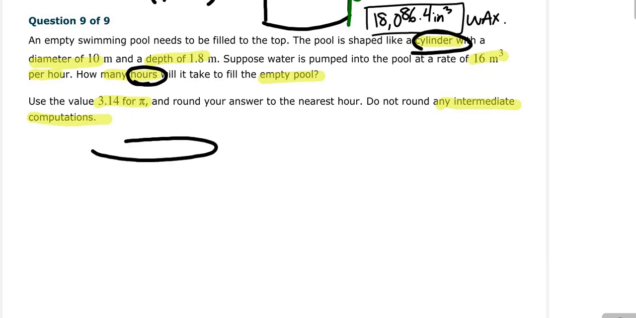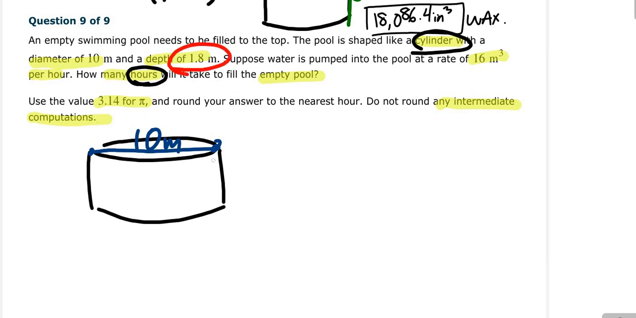Drawing a cylinder. And we know that the diameter is 10 meters, and the depth of the pool, which would constitute the height, is 1.8 meters. Since it's a fill rate, the first thing we need to do is find our volume, which is area of the base times the height. Our base here is not 10, it's a circle.